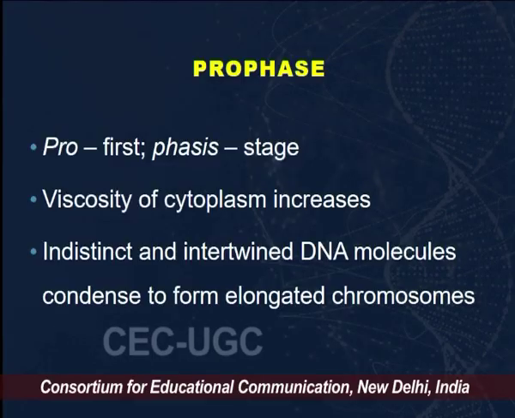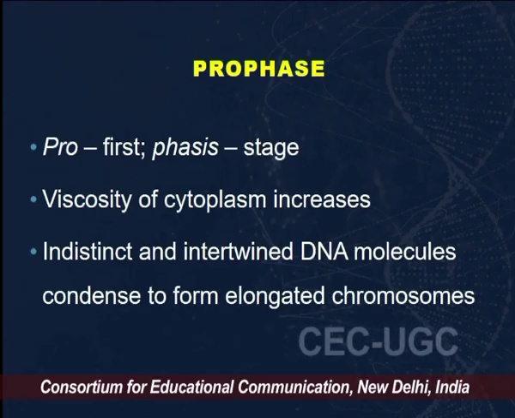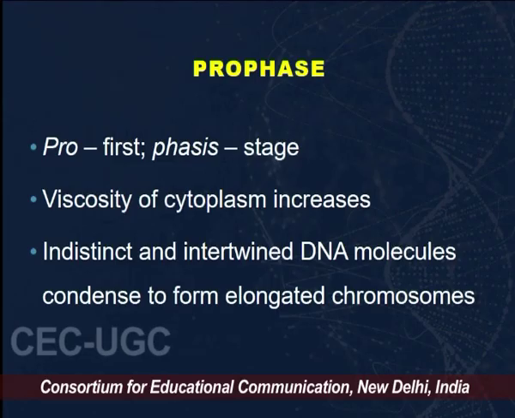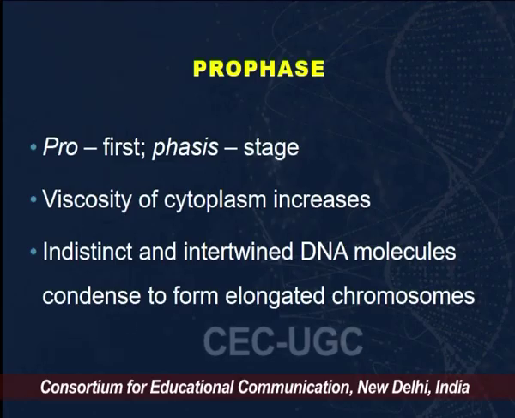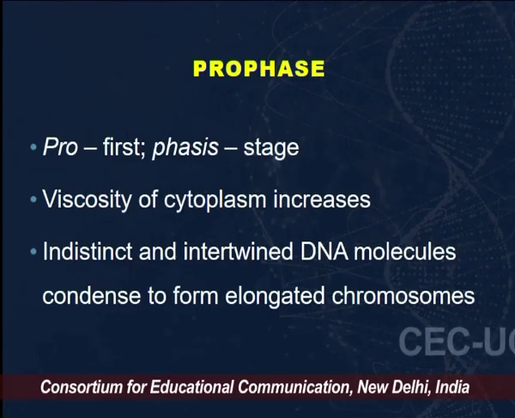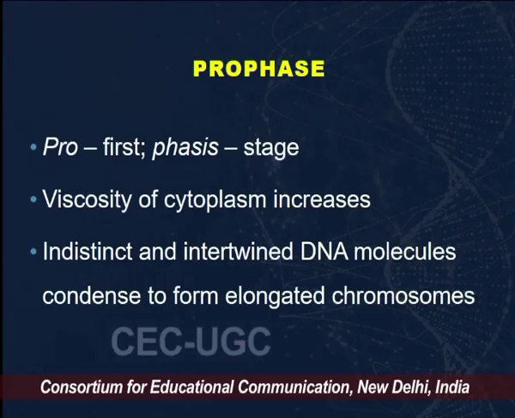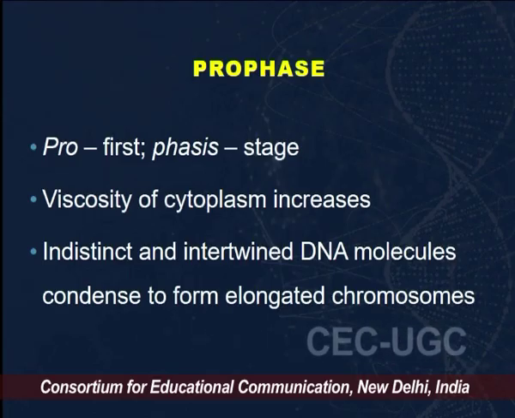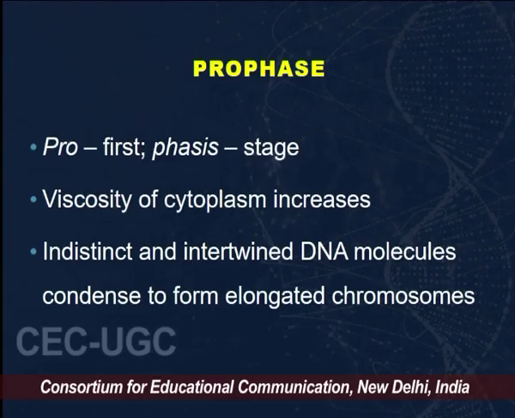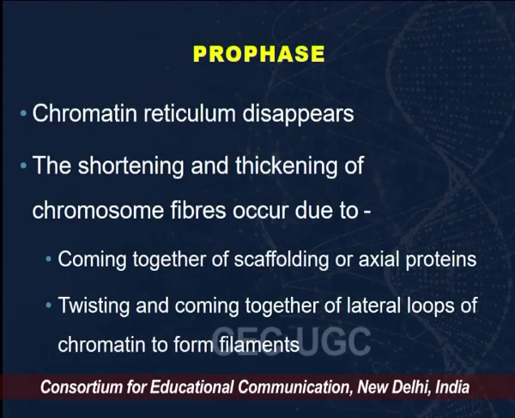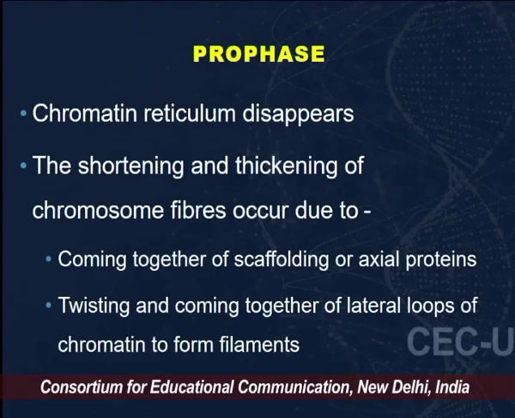Prophase, as the name suggests, pro means first and phase is stage. So, it is the first stage of mitosis. In the initial stages, we will discuss everything about mitosis happening in animal cells. The viscosity of cytoplasm increases when the cell enters prophase of cell division. Indistinct and intertwined DNA molecules condense to form elongated chromosomes. Further in prophase, the chromatin reticulum disappears and the shortening and thickening of chromosomes occur.